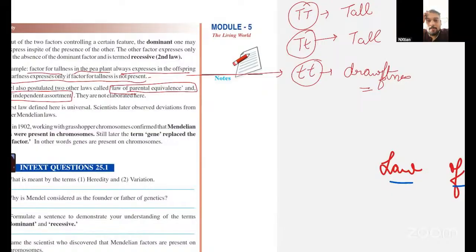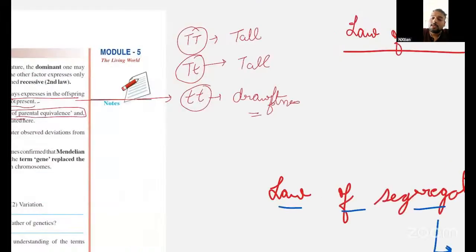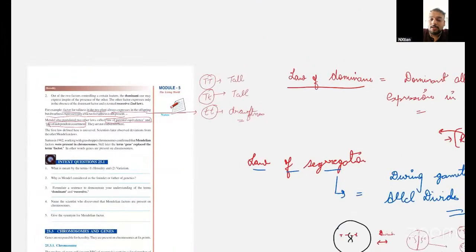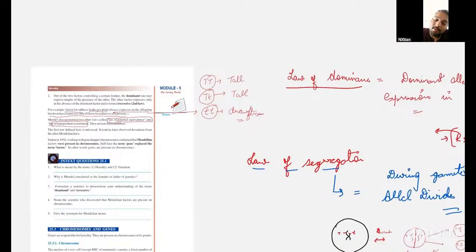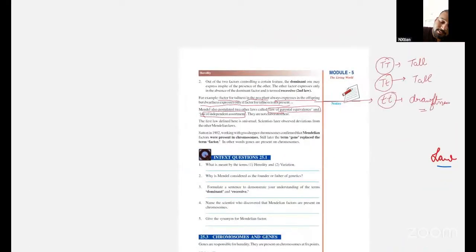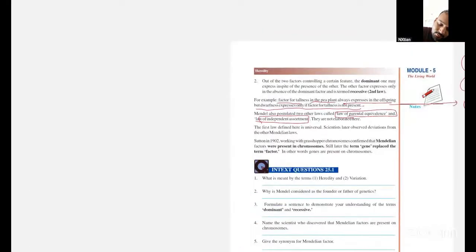Edric, how many characters did we take? Only one character. It is called a monohybrid cross, because we take only one character. So these two laws can be explained in a monohybrid cross. But we have one more point, which is called a dihybrid cross.